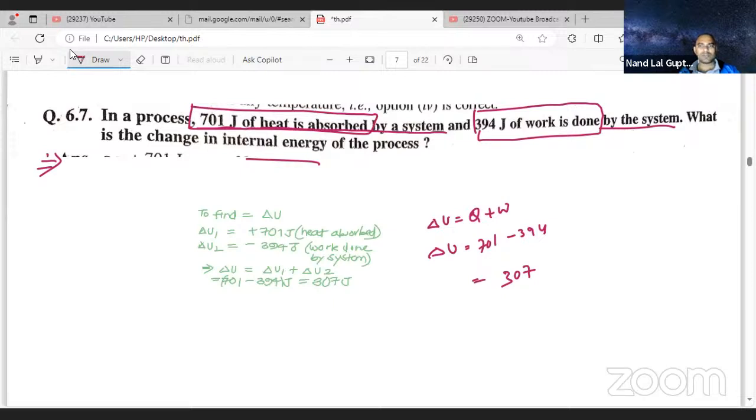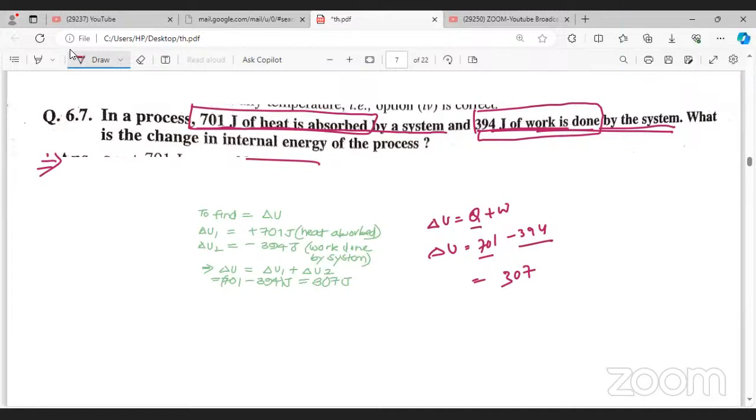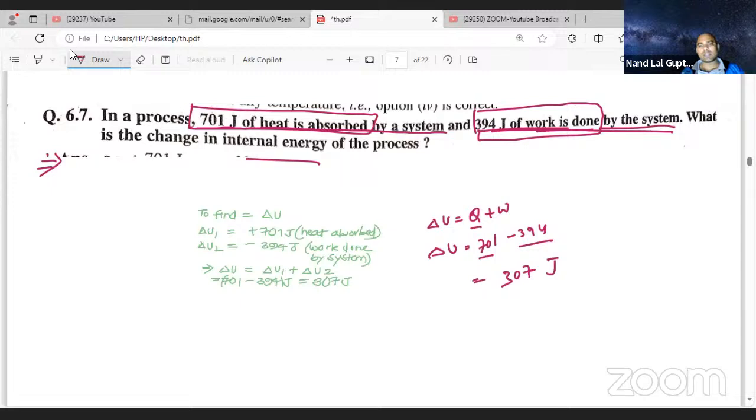Delta U is equal to U2 minus U1. But here, this is the work done by the system, so this is negative. Q, heat absorbed, that is positive. So 307 will come. Can you check back? Yes, sir. So that means, sir, we have to do like this. 307 joule, that is the correct answer. This is correct.